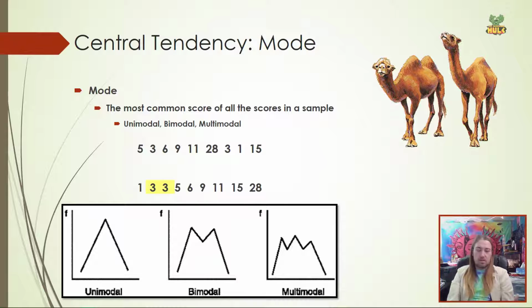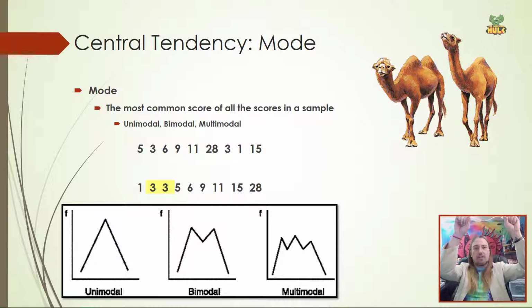Sometimes with greater numbers of raw scores, you might have a couple of values that occur most frequently. So let's say there was another 11 in here. Then you'd have 2 modes because both 3 and the 11 occurred twice. In this case, you list them both, and it's what we call a bimodal distribution, right? So instead of a camel with 1 hump, you've got the camel with 2 humps in that distribution.